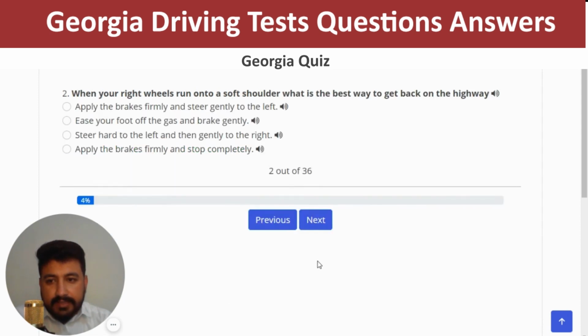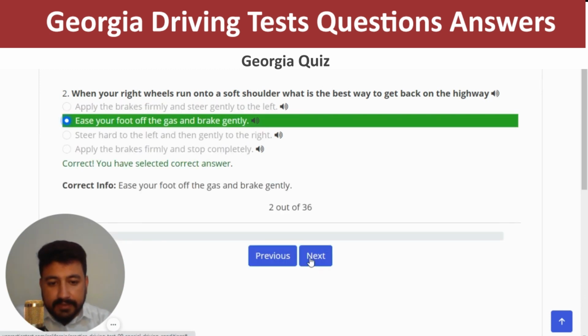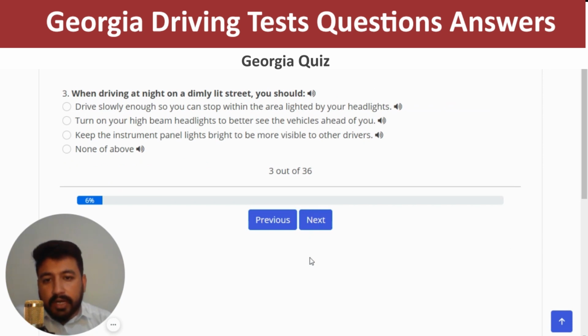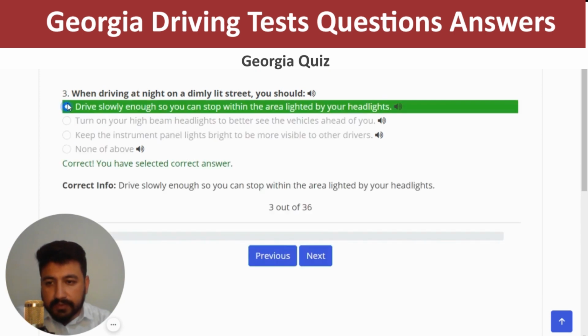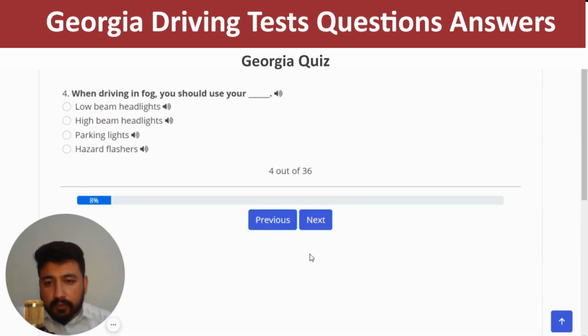Yeah, next. Second question is, when your right wheels run onto a soft shoulder, what is the best way to get back on the highway? So the right answer of second question is the second option, which is ease your foot off the gas and brake gently. Next, when driving at night on a dimly lit street, you should. So the right answer of third question is drive slowly enough so you can stop within the area lighted by your headlights, which is the first option. Correct. And next. When driving in fog, you should use your blank. The right answer is low beam headlights, which is the first one again.